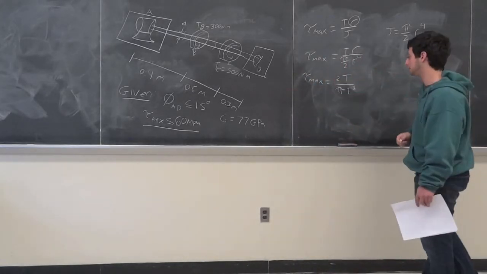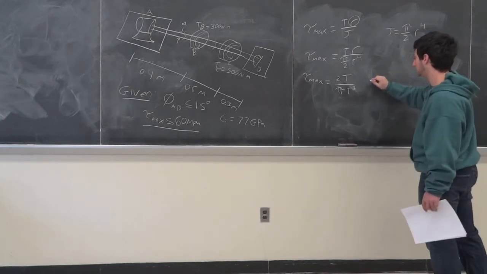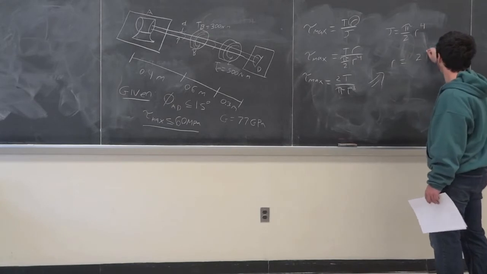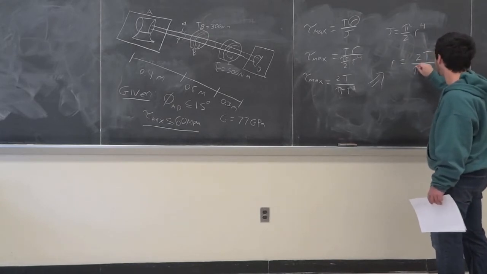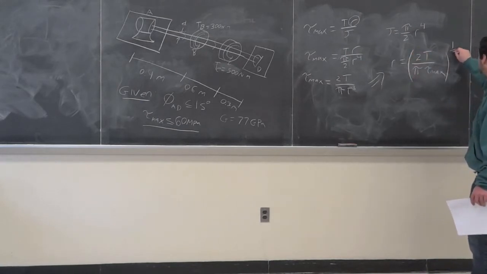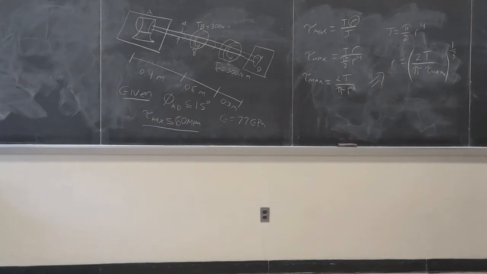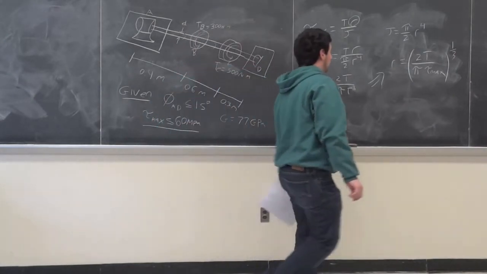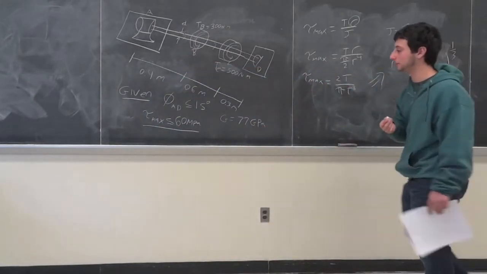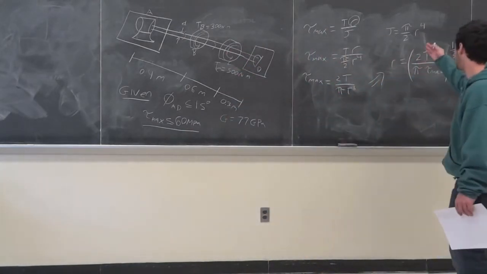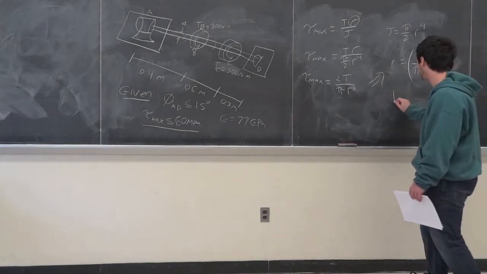So you can move this to the other side. So you have R is equal to 2T over pi times tau max, all raised to the 1/3. You guys follow? All right, so we know the torque, the maximum torque is going to be 800 newton meters when you cut it over here. You know tau max, they give it to you in the problem. It's 60 MPa, and these are just constants. Okay, so you can solve for the radius.